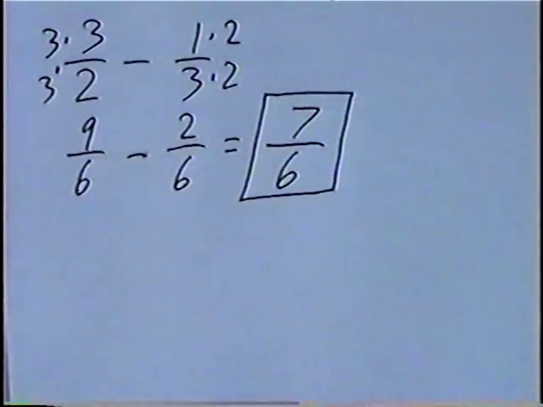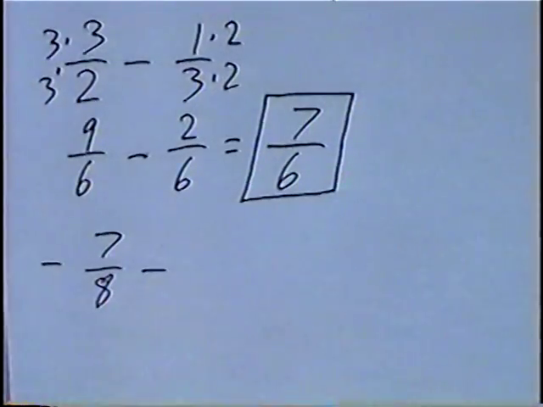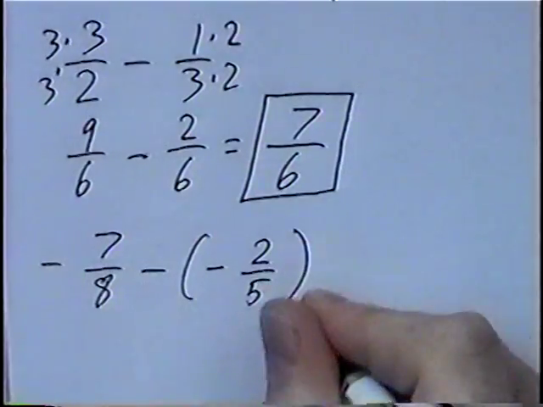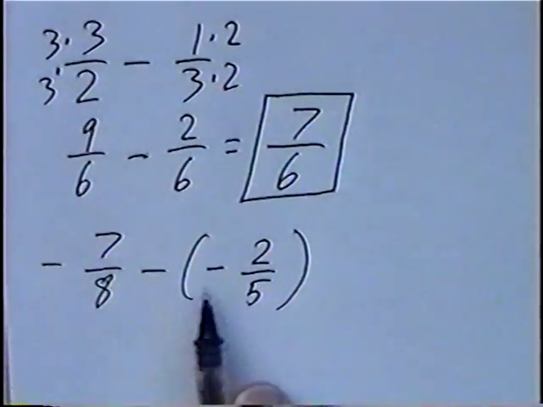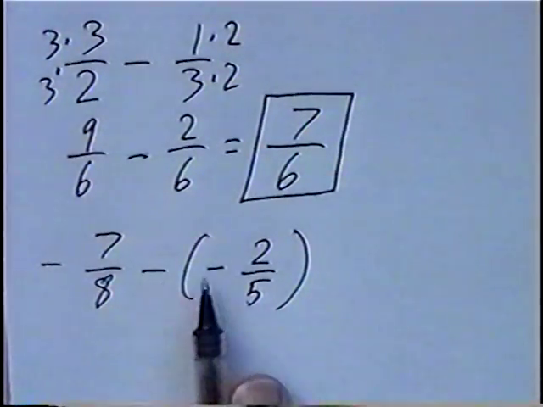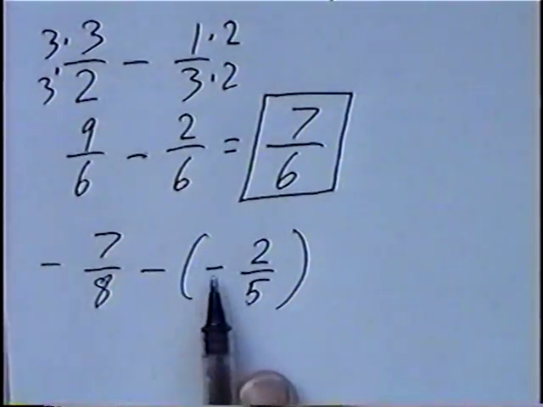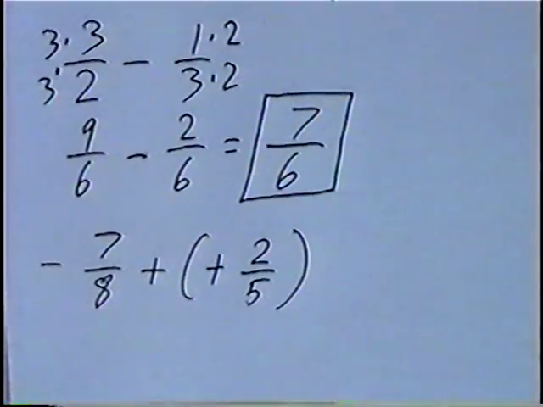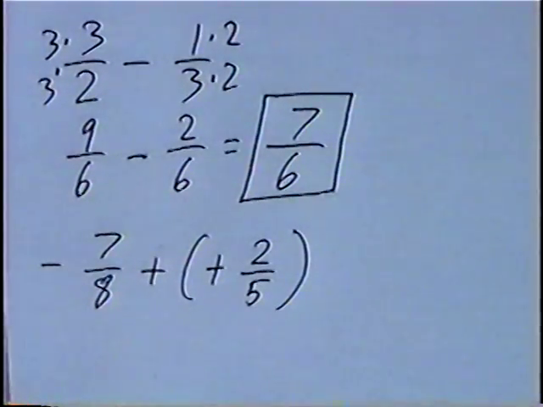Next question for the section. Negative 7 over 8 minus, in parentheses, negative 2 over 5. This question we have a negative fraction minus a negative fraction. If you remember from previous sections, we have a minus minus with no numbers in between, just a single parentheses. Whenever you subtract a negative or a minus minus, we can change both of those to addition signs. So the question is now negative 7 over 8 plus 2 over 5.